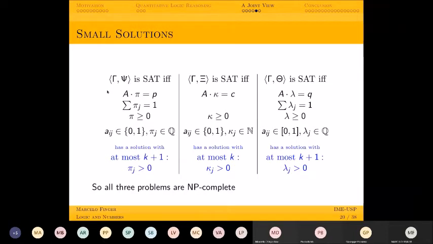Constructively shows that if we have a solution here, we can attribute zero to a column, so to an element of pi here, in a constructive way, provided that there are at most k plus one restrictions which have probability bigger than zero. And constructively, we can transform an exponentially large solution into one that has at most k plus one elements.